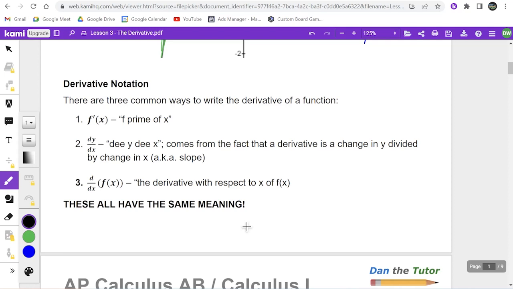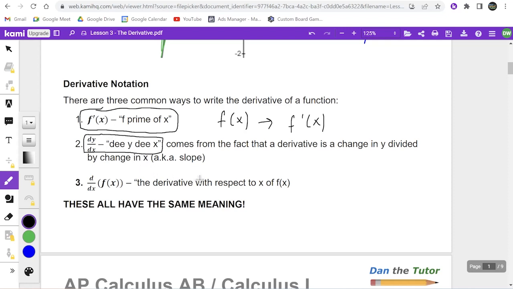So the first thing I'm going to say is f prime of x. This is the first one. It looks like f apostrophe x. For instance, if this is f of x, we would say the derivative is f prime of x. The prime is the apostrophe, and we would say f prime of x. I'm going to say it over and over again so it gets stuck in your head. F prime of x.